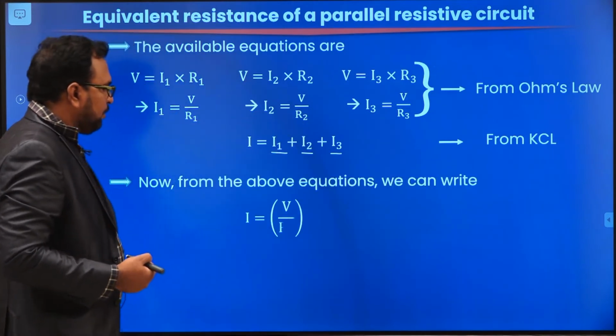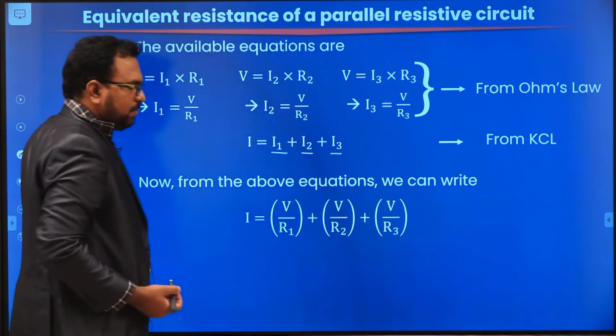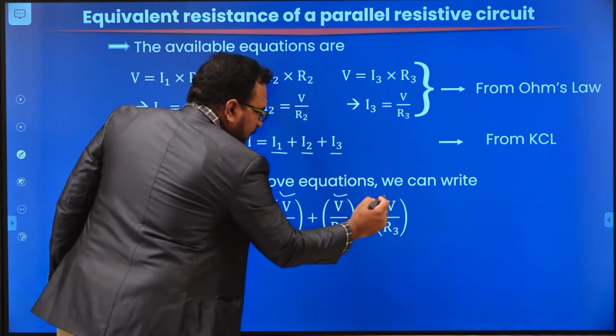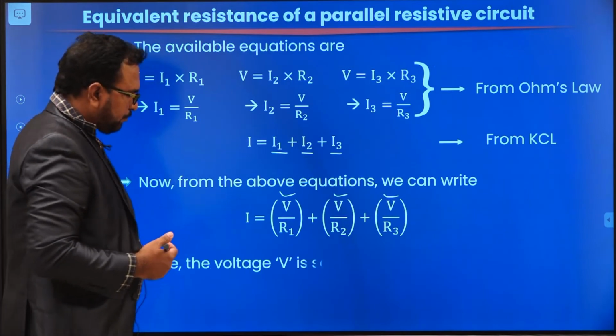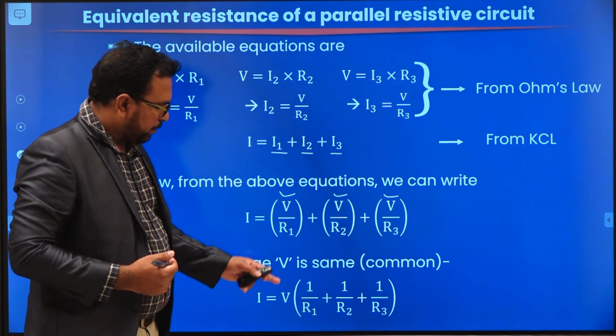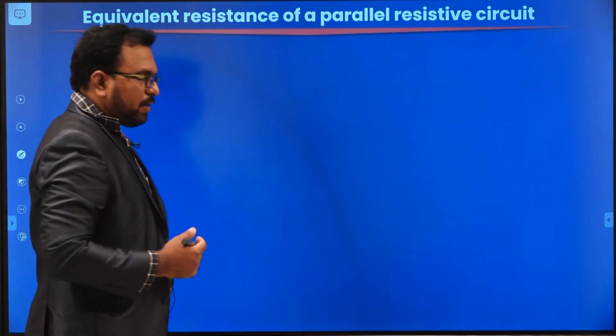If you substitute, you are going to get I is equal to V by R1 plus V by R2 plus V by R3. Now what is the common term here? The voltage is the common term in all the three equations. So take out the common term, then you are going to get I is equal to V into 1 by R1 plus 1 by R2 plus 1 by R3. This is the equation we got.